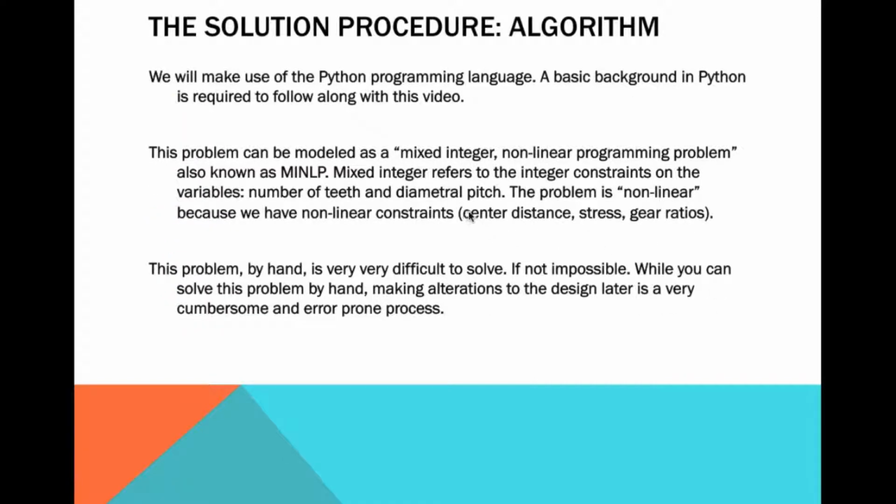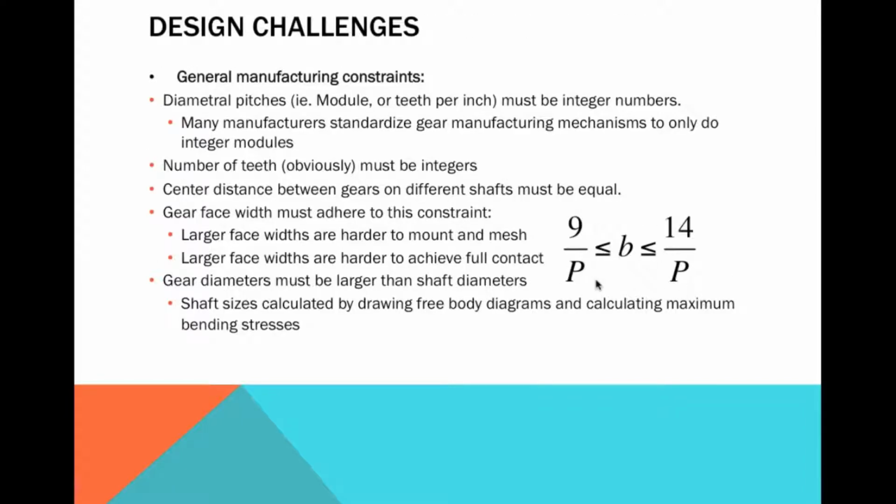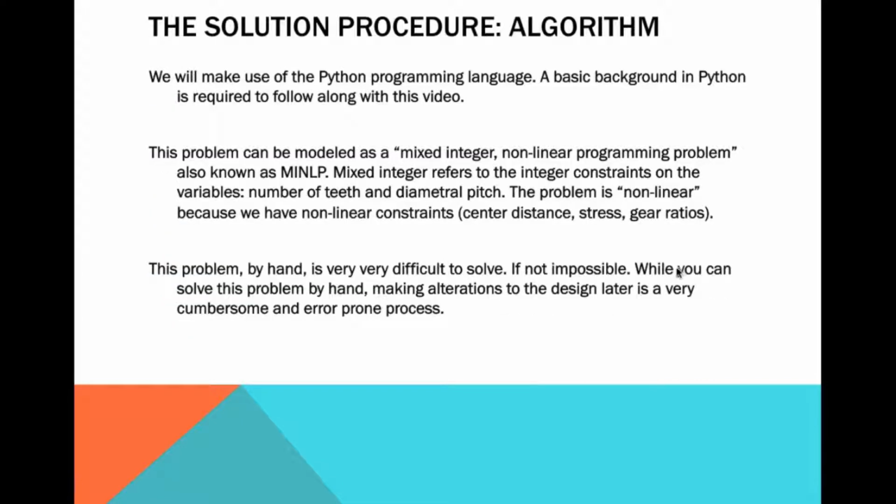Additionally, we're constraining our problem. We have a center distance constraint. We have a stress constraint because we don't want to exceed the ultimate strength of the material that we're manufacturing the gears from. Otherwise, it would break, so we need to make sure that is in line. We have to make sure the gear ratio targets are hit. And there was that other constraint that the face width has to be in between here, so that's another constraint. All these are nonlinear constraints that we have to impose. So that's why we need a nonlinear solver.